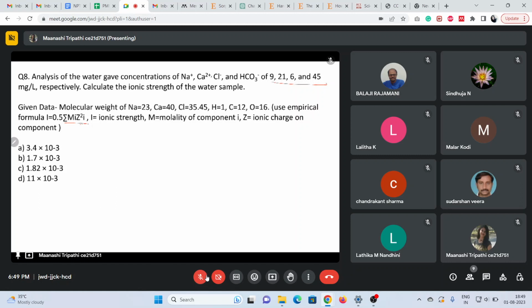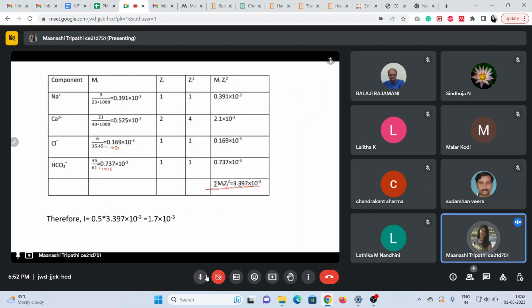In the examination also, such kinds of questions will be coming from this first week. So we'll move towards the next question.